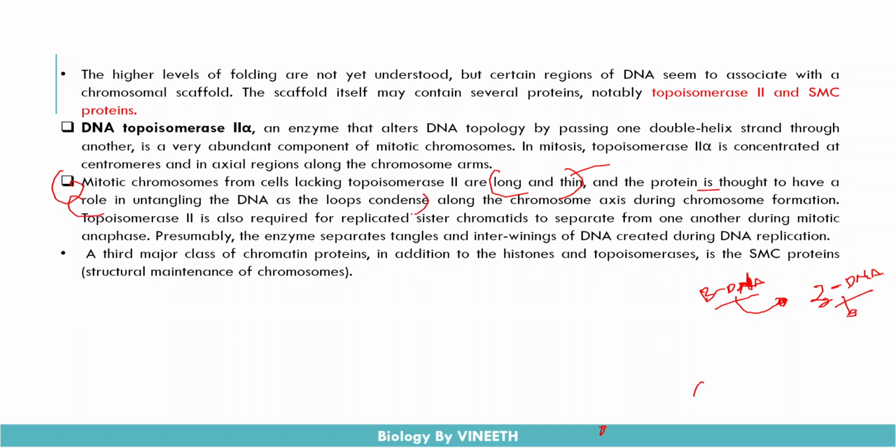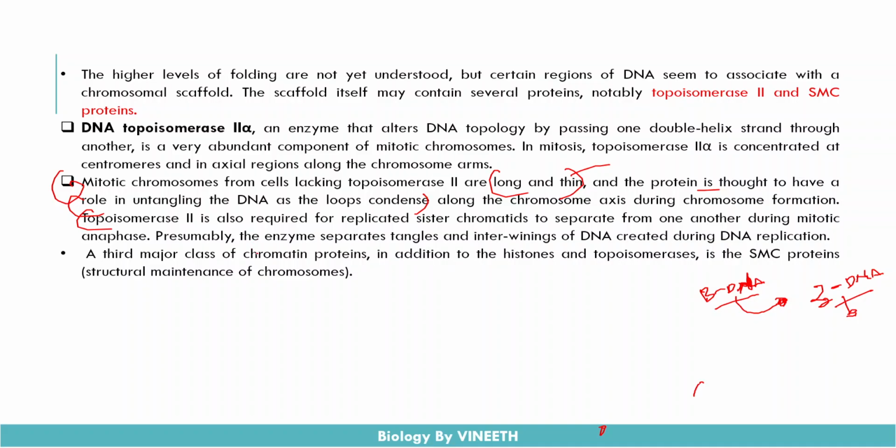By making these double stranded breaks, topoisomerase 2 also untangles the DNA loops and condenses the chromosome axis, and forms the functional chromosomes. Topoisomerase 2 is also required for replicated sister chromatids to separate from one another during mitotic anaphase, when the chromosomal splitting happens. At that phase it aids in the separation process, or promotes the action of the separase enzyme, which we will see in the anaphase of mitosis.